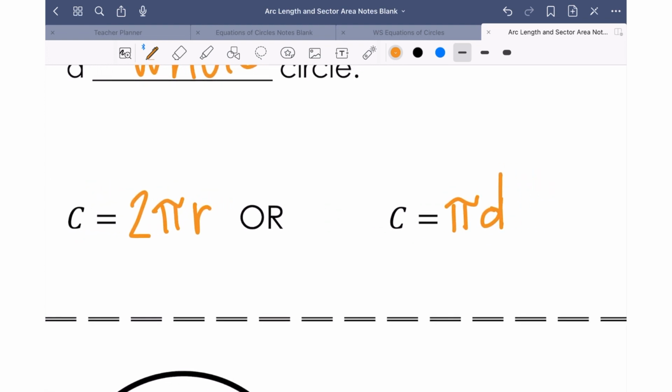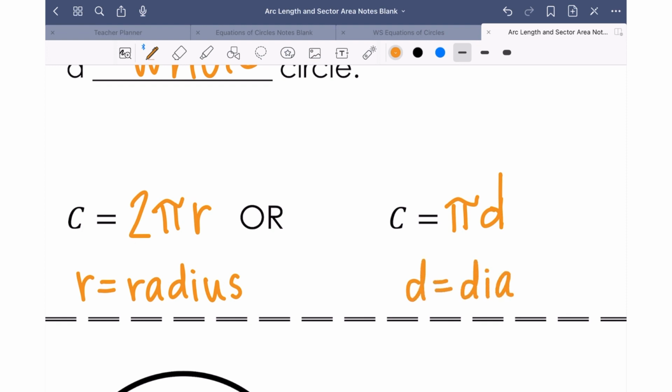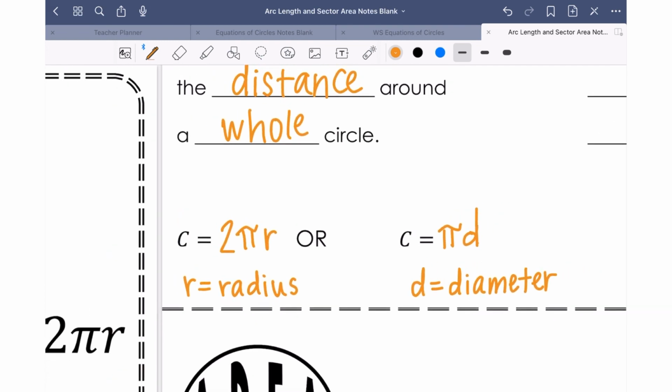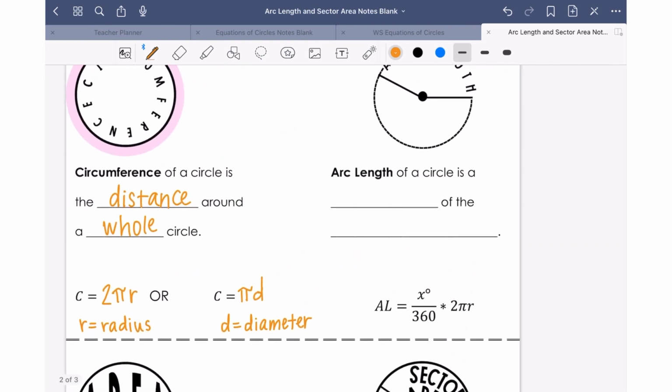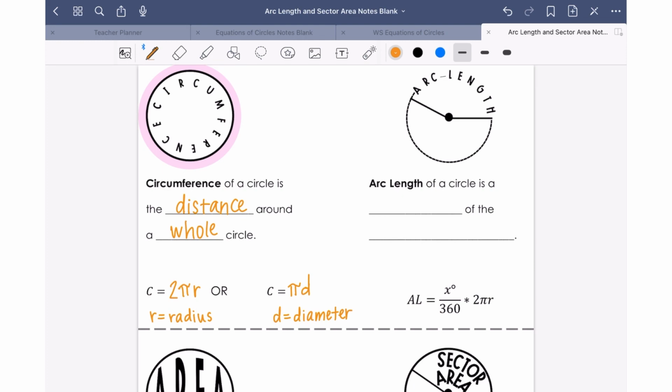And in Delta Math, the problems that you'll be doing will make you use both of these equations. Just for reference, this is for when you have the radius, and this is for when you have the diameter. Just a little key to remind you. And that is level 0, our circumference, finding the distance around the whole circle, all the way around.